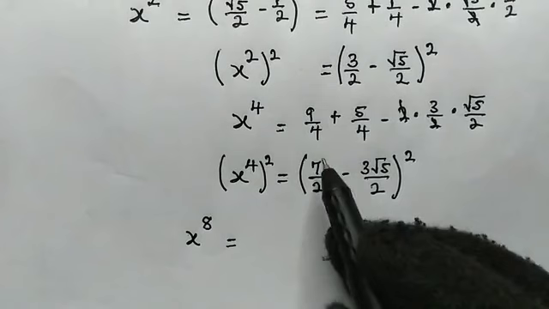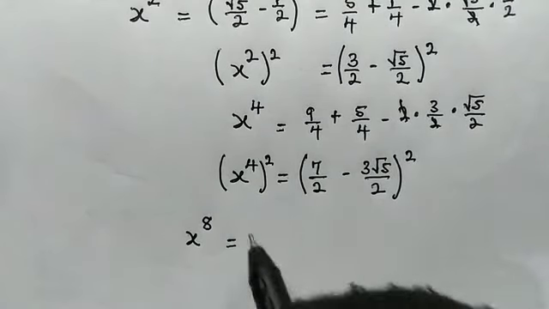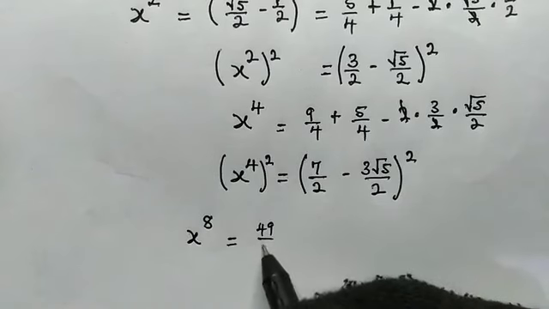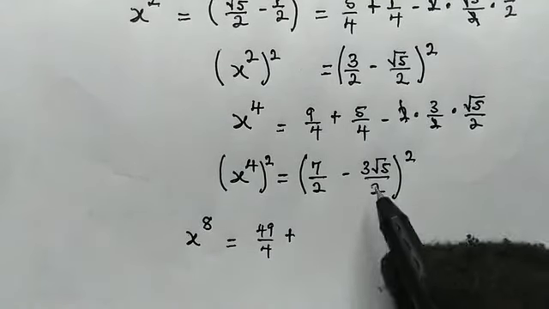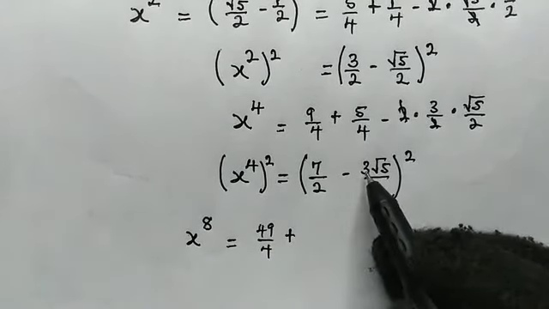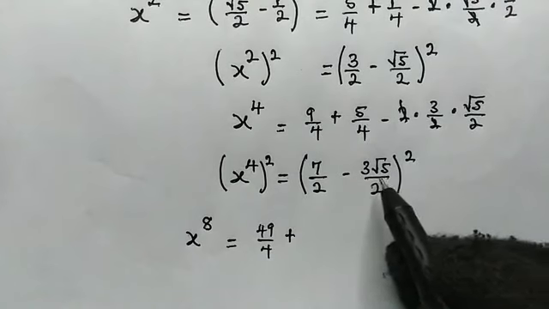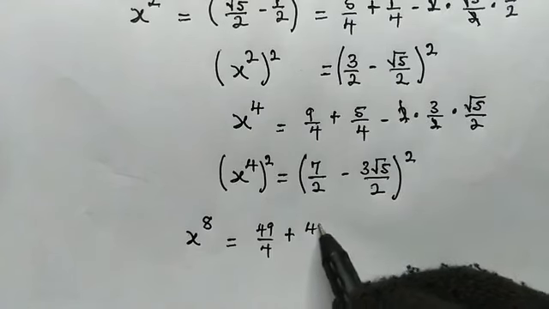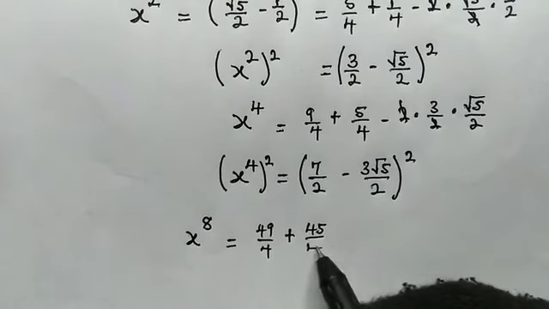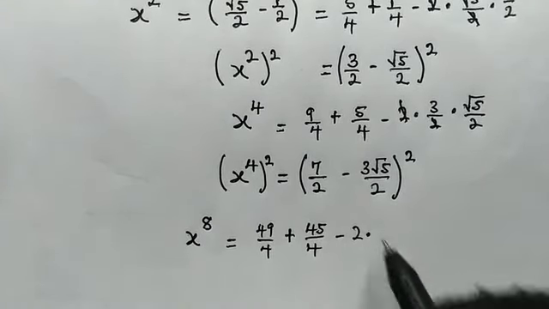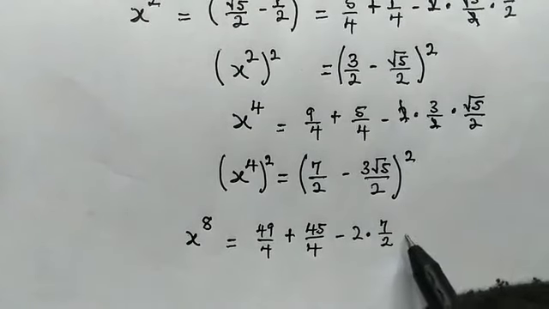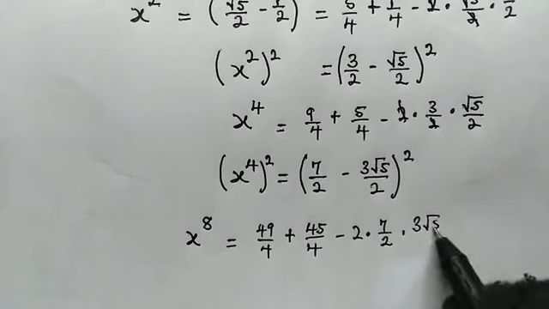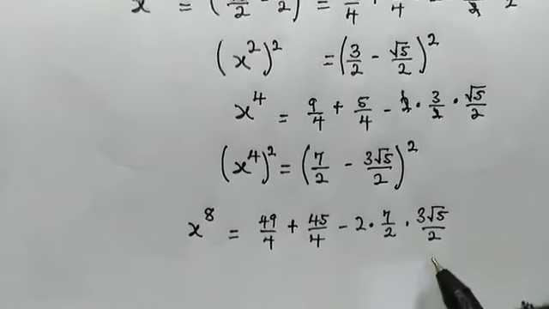Then this will be equal to, using that law, 7 over 2 squared will give us 49 all over 4 plus 3 root 5 squared. Remember, 3 squared is 9, root 5 squared is 5. 5 times 9 will give us 45 over 2 squared is 4 minus 2 times 7 all over 2 multiplied by 3 root of 5 divided by 2.